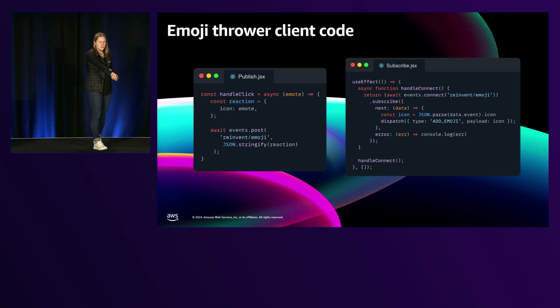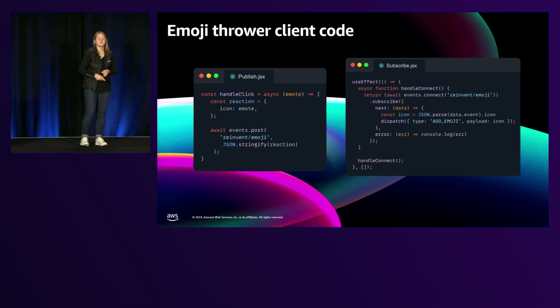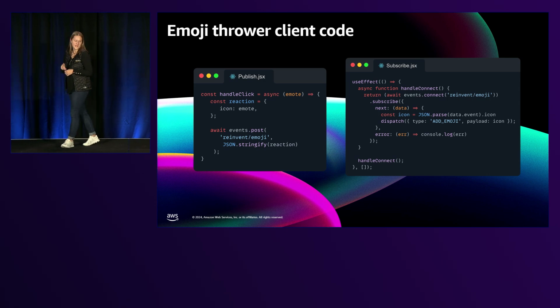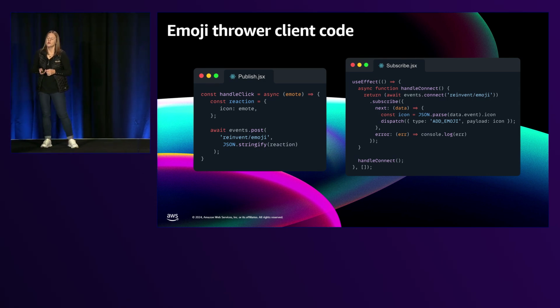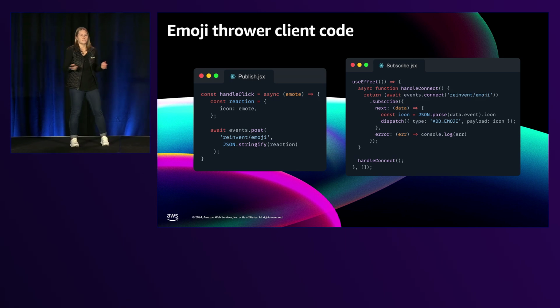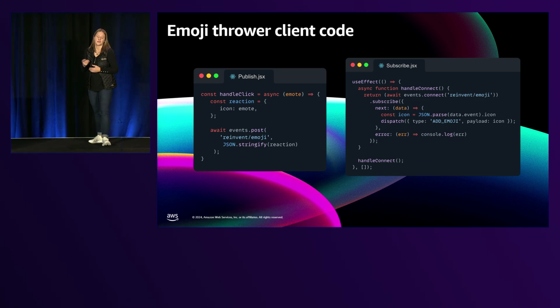The syntax itself is using a channel namespace at the bottom. That's that re:Invent emoji. We're going to talk a little bit about that later. And we're essentially just sending a JSON payload with our emoticon included.